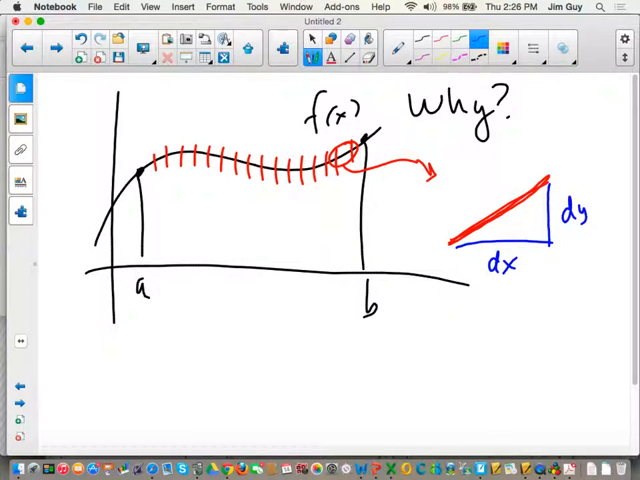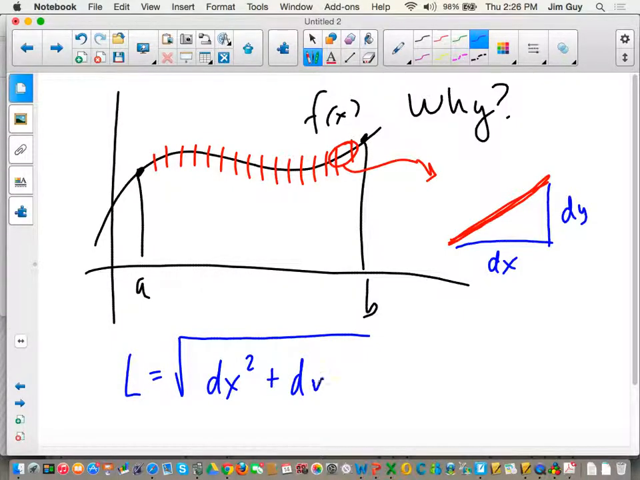And then what they do is they use the Pythagorean theorem. So the length of this, the hypotenuse, that length would equal the square root of a squared, which is dx squared, plus dy squared. That's what we start with. We want to start with that and end up with what we have for our formula.